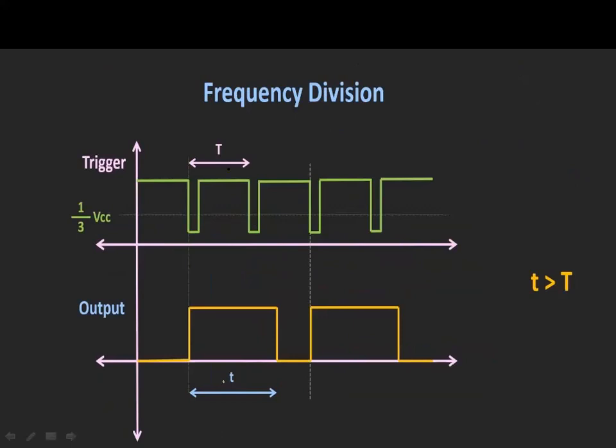Here the time period T of the output signal is greater than the time period of the trigger pulse. So whenever we apply the trigger pulses, frequency division is possible by using this monostable multivibrator. If you increase the frequency of the trigger signal, we can change the frequency division by 2, by 3, by 4, depending on our application.